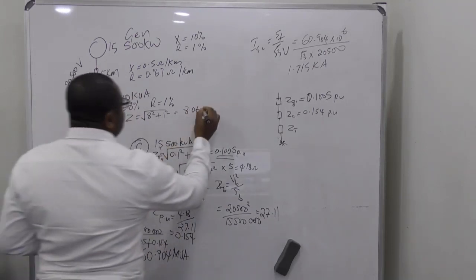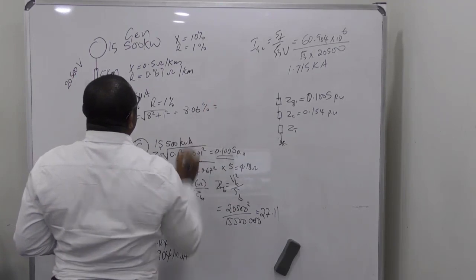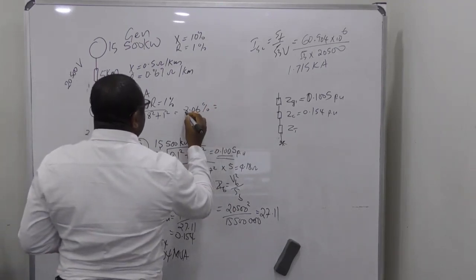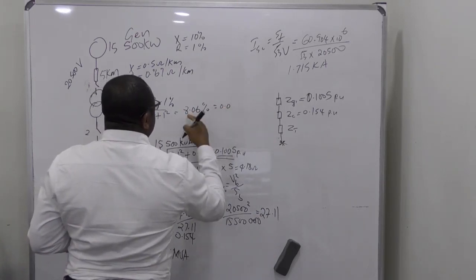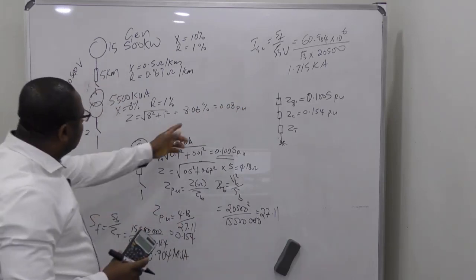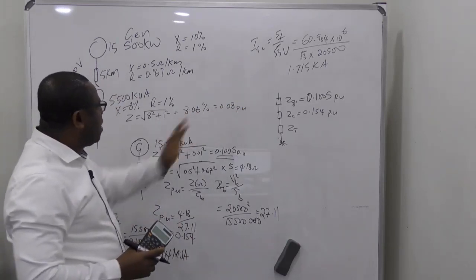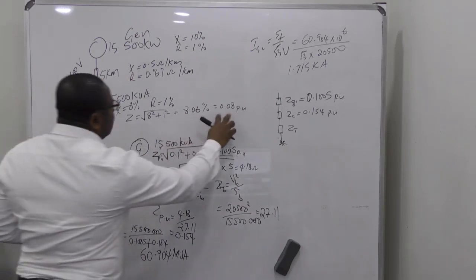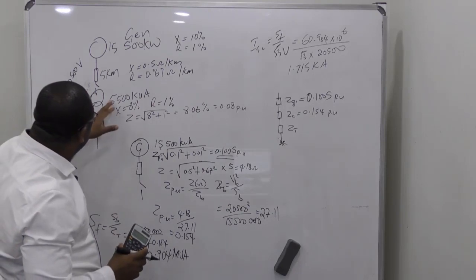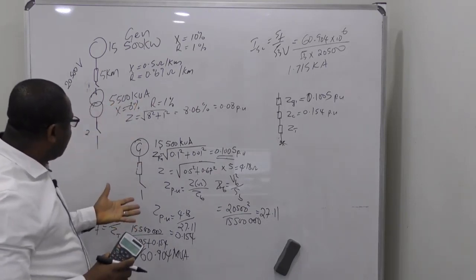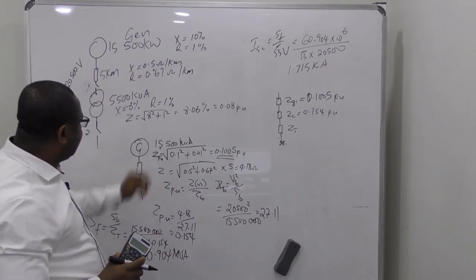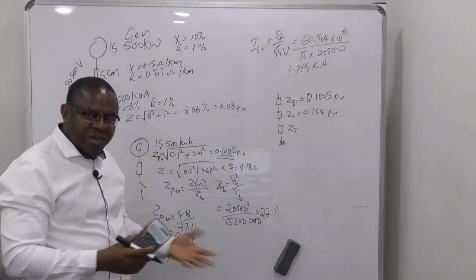8.06%, which is 120.08 per unit. That's 1, 2. But remember that this is based on that. What are we using as our S base? From all these calculations we've been doing, I'm using this 15,500 kVA as the base value.